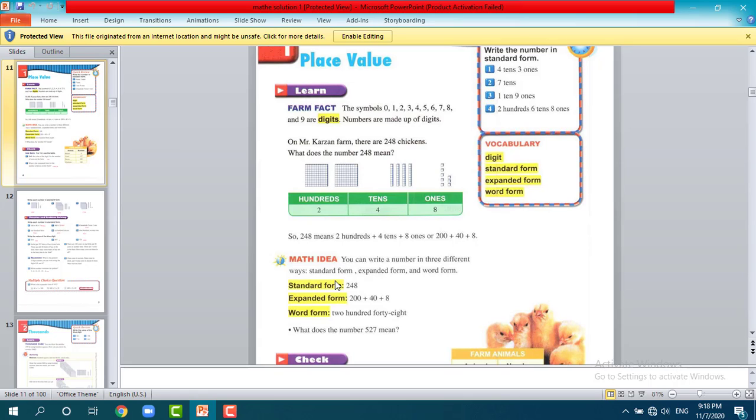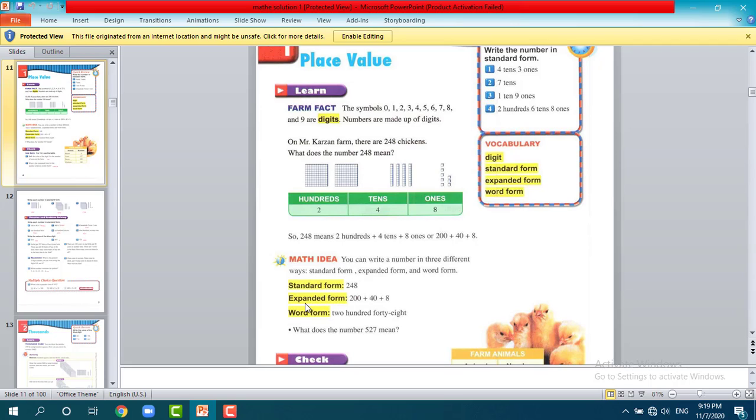Now students, we have 3 forms to write the numbers. The first form is standard form, the second is expanded form, and the third and last form is word form. In standard form, students, we write the number like this. We have 2 in hundreds and 4 in tens and 8 in ones. Then we write 248 and we said this number is written in standard form.